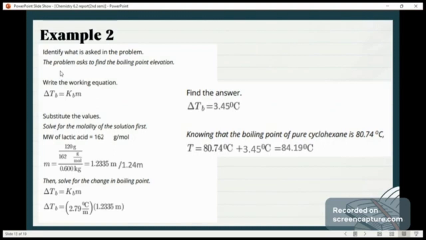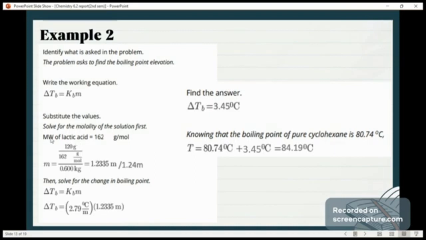We have to divide both sides by Kb. Then we cancel the Kb, and only the m is left. So the working equation is m equals delta Tb divided by Kb. This one will become this.